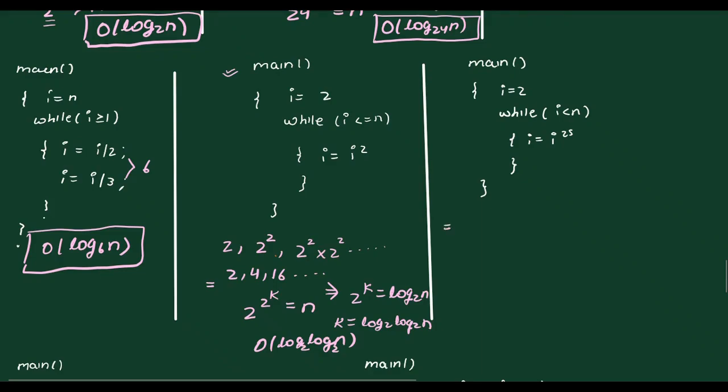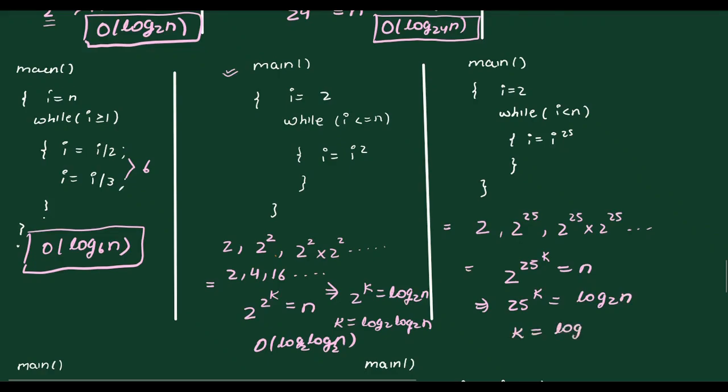Starting from 2, each time you are raising it to the power 25. After 2 it becomes 2 power 25, then it will become 2 power 25 into 2 power 25, and so on. So in general it will become 2 to the power 25 to the power k, which will be equal to n. Taking log, you will get 25 power k equals log base 2 of n, and finally k will be log base 25 of log base 2 of n.